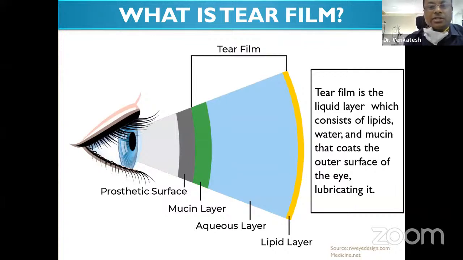And the aqueous layer, which is the major part of the tear film, as the name suggests, is a watery layer. And then the outermost layer is called the lipid layer, which is like a fatty layer. The aqueous layer and the lipid layer together perform the function of lubrication. And the lipid layer also helps prevent the evaporation of the tear film.